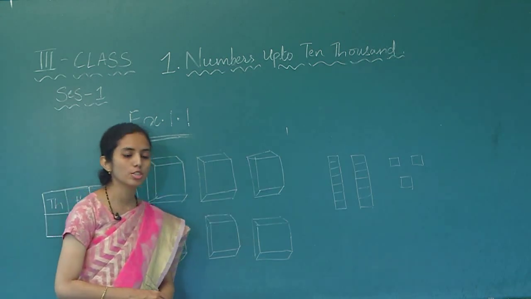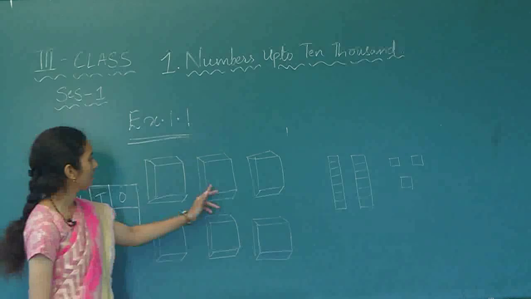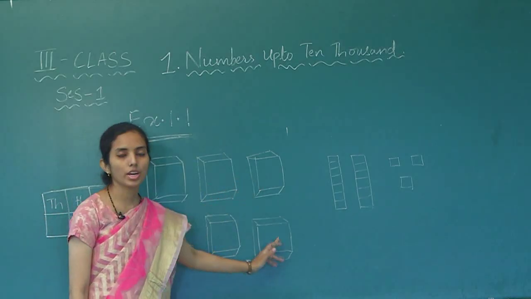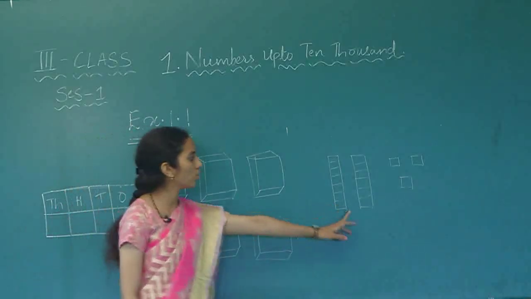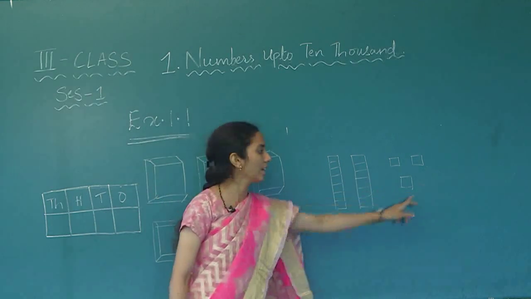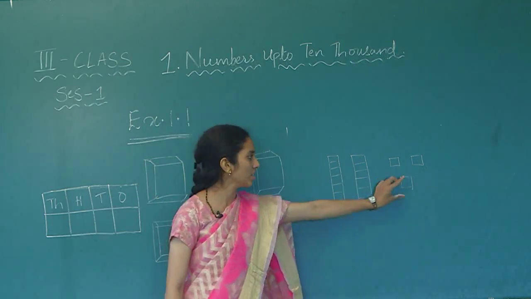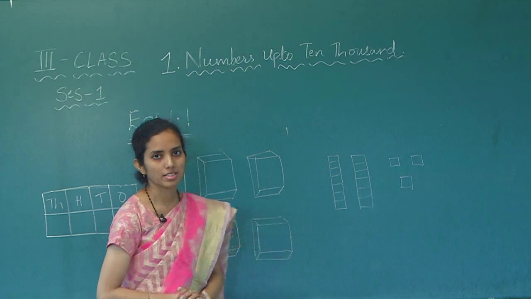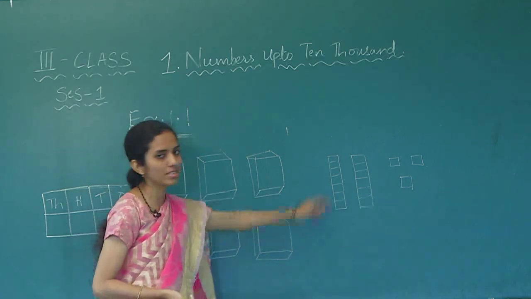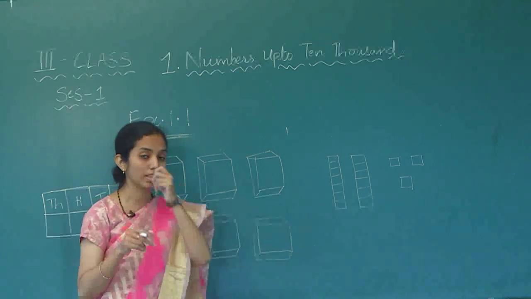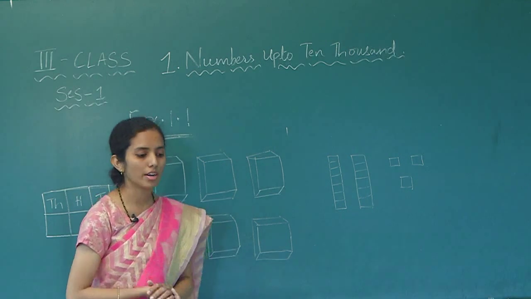So what is the first problem? He has given us 6 blocks. 6 boxes and 2 columns and 3 small boxes, that is ones place. So here the squares are missing, that means there are no hundreds.